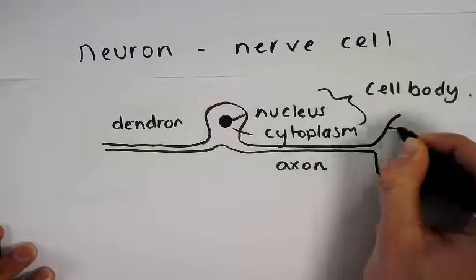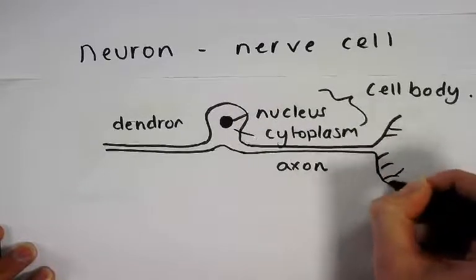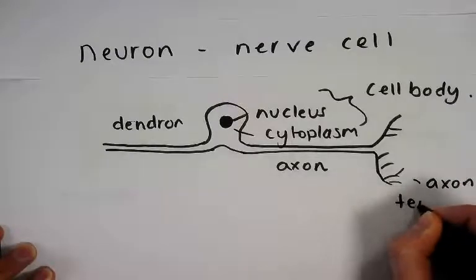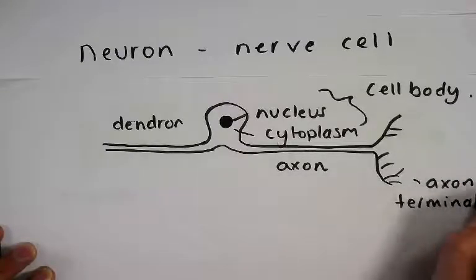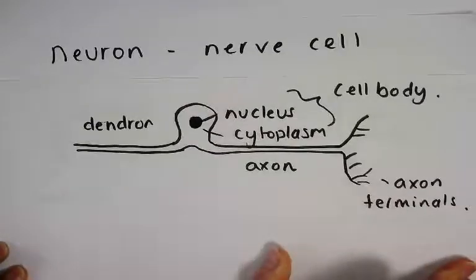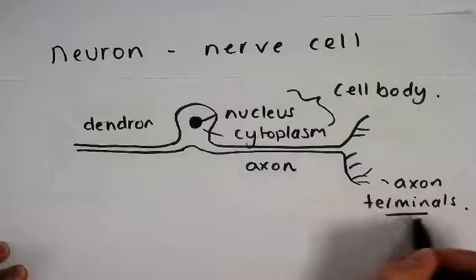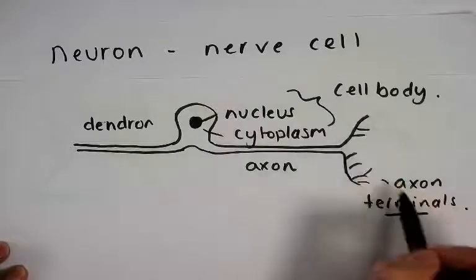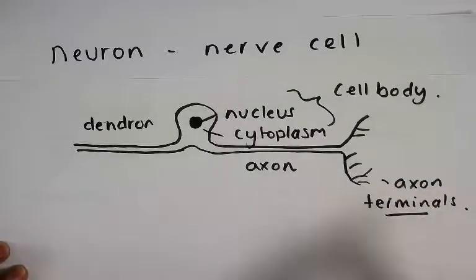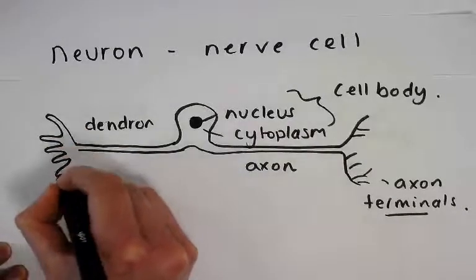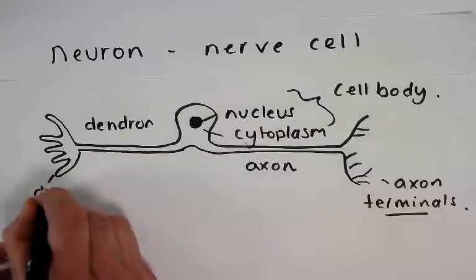At the end of the axon, you have these branched structures that we call the axon terminals. So if you were in an airport, the final section of the airport that you get to before you board the plane is the terminal. So terminal meaning end, these are axon terminals, meaning they're at the end of the axon. And at this end we also have some branch structures here which we call dendrites.